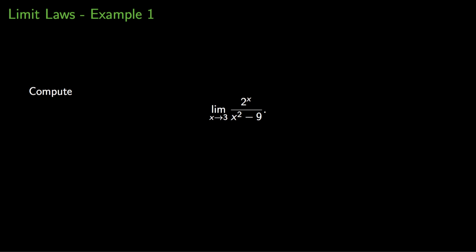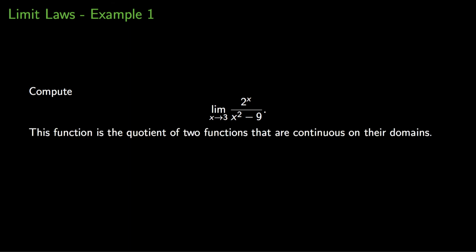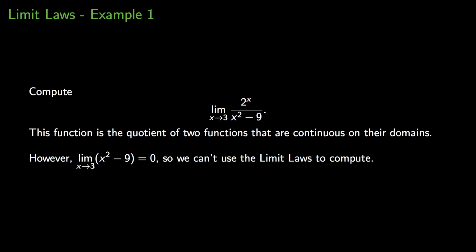I'm going to try to use the limit laws to evaluate a pair of limits. And here is a function that is the quotient of an exponential function and a polynomial. I would very much like to use the quotient limit law in order to evaluate this limit. And I know that exponential functions and polynomials are nice, friendly functions that are continuous on their entire domains, and this is fantastic. But here's the problem.